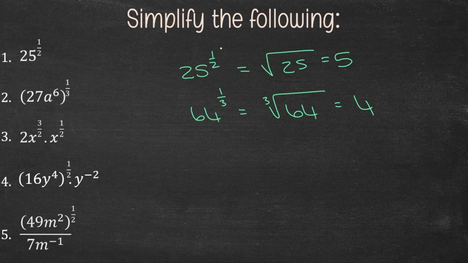I want to suggest that you learn something off by heart. Whenever you see an exponent which is a half, then you know it means a square root. And whenever you see an exponent which is a third, it means a cube root. That will just make your life so much easier, especially when we are going to simplify more complex expressions.